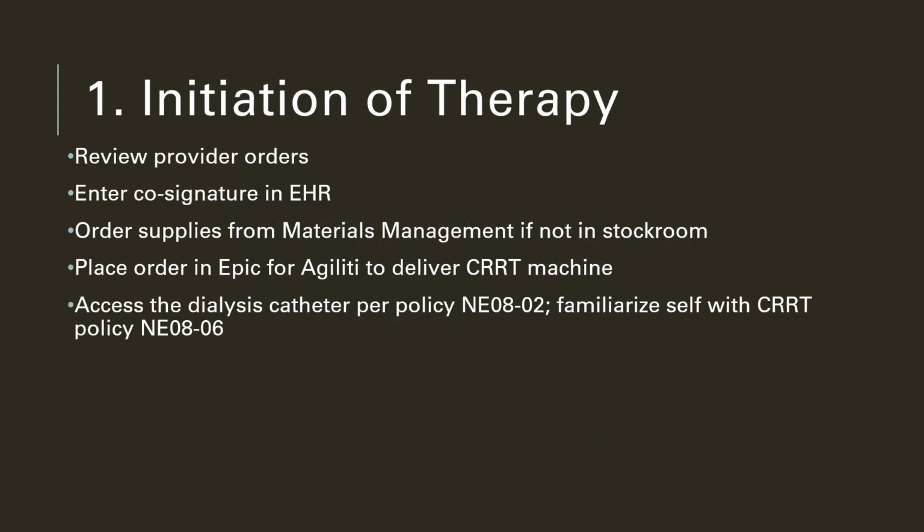Number 1, initiation of therapy. This is part of the checkoff form, so you can bring the checkoff form and follow through with me if you like. First, you're going to review provider orders and enter a co-signature in the electronic health record. This is something that you as an eICU nurse can do. You can be the second signer for initiation of therapy, as long as you can, of course, see the machine with your camera. Just make sure that you put your own name under your own access in Epic on that nurse's flow sheet, which I don't think should be a problem.